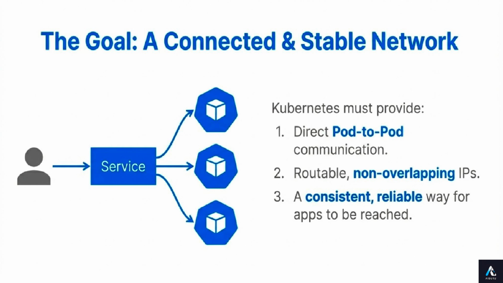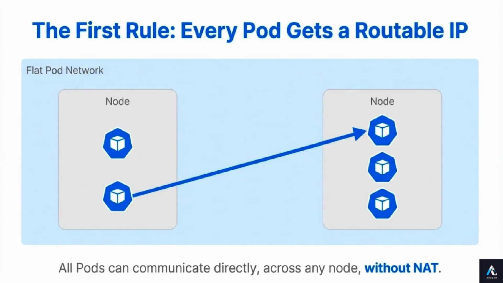First, every pod must be able to communicate with every other pod. Second, pod IPs must be routable and non-overlapping across all nodes. And third, applications must have a consistent, reliable way to be reached, both internally and externally. Without this, microservices simply could not scale. Kubernetes' answer? A flat pod network paired with stable services and a smart external entry point called Ingress. Pods become disposable, access becomes stable, traffic becomes intelligent. Let's break it down piece by piece.